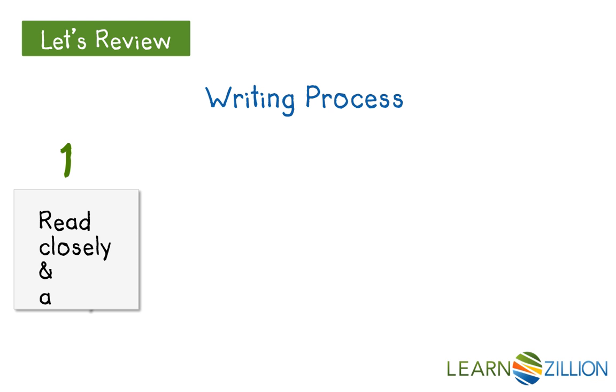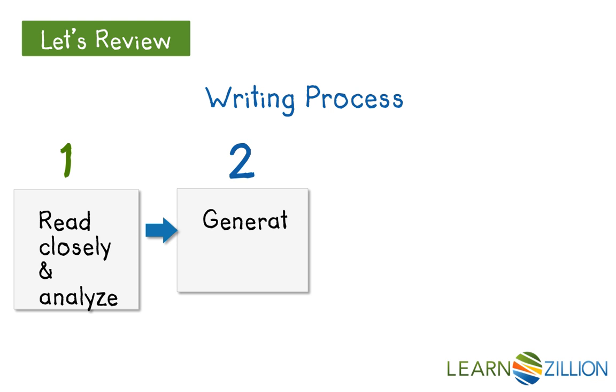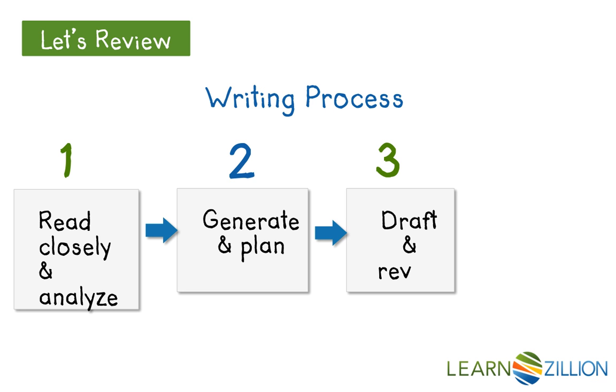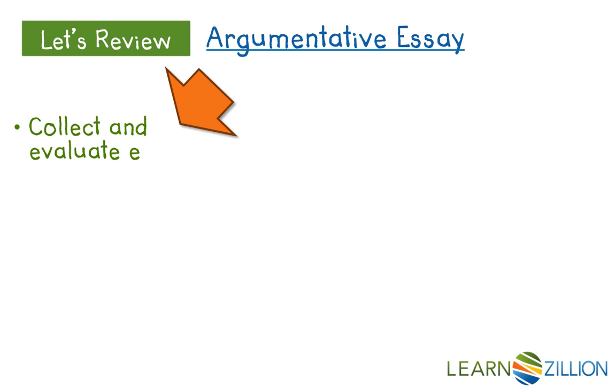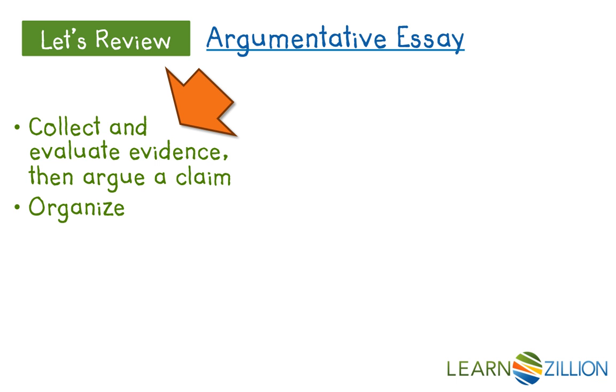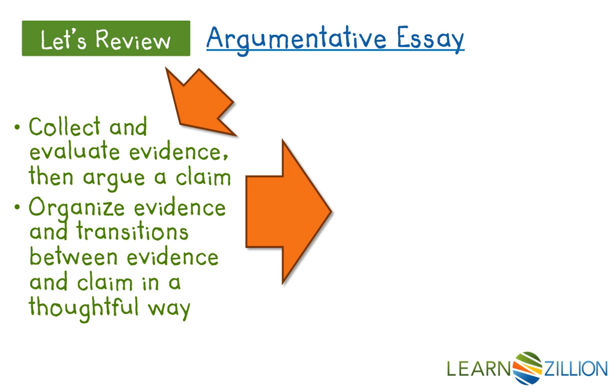The writing process begins with reading closely and analyzing, moves then to generating and planning, then drafting and revising, and finally editing and publishing. Right now we're at the generating and planning stage. Remember that argumentative writing is when you collect and evaluate evidence and then argue a claim. You need to organize your evidence and transitions between evidence and claim in a thoughtful way.